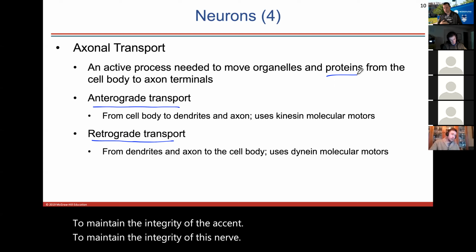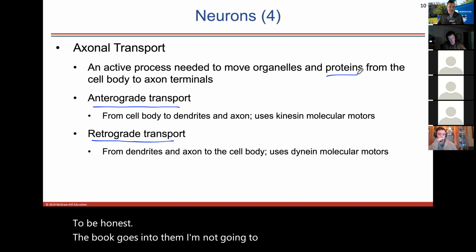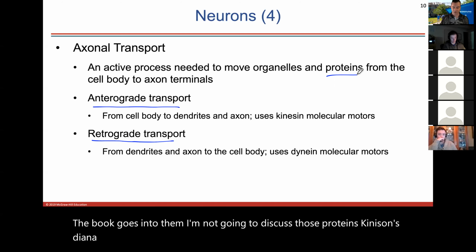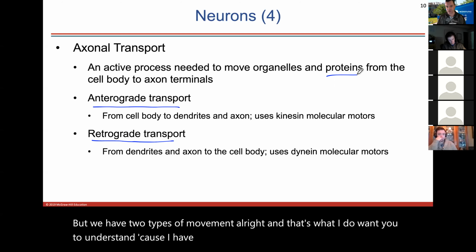This involves a multitude of various different proteins, and to be honest, the book goes into them. I'm not going to discuss those proteins, kinesins, dyneins. There are a multitude of different ones. Those are the two biggies. But we have two types of movement, all right? And that's what I do want you to understand.